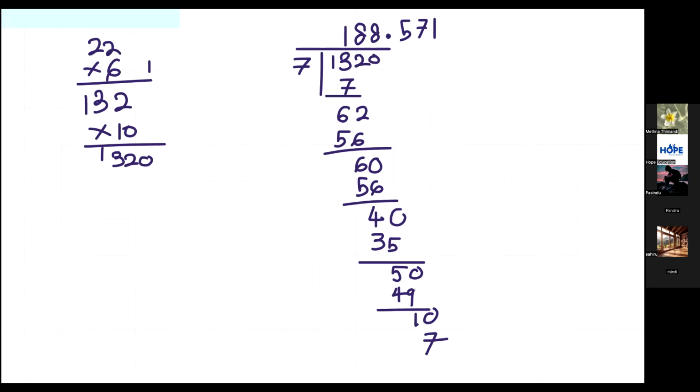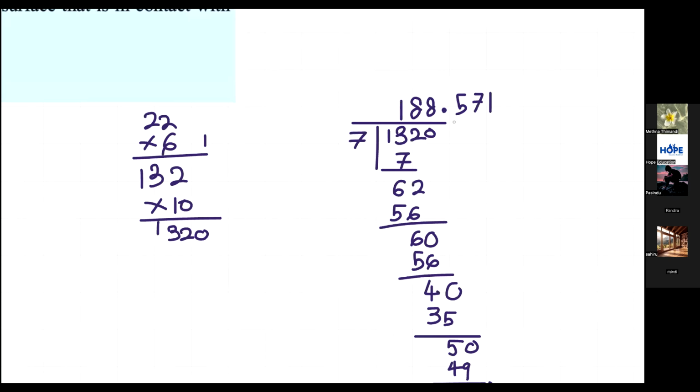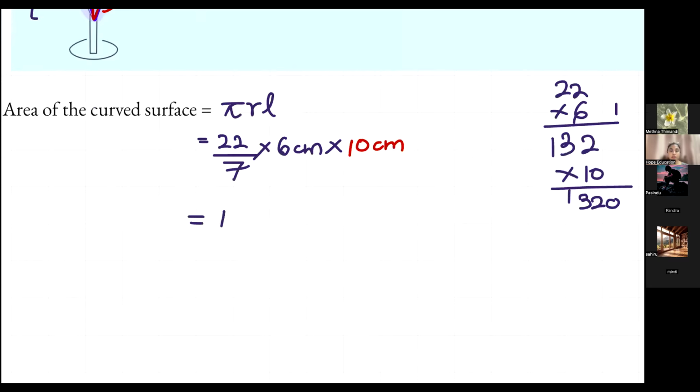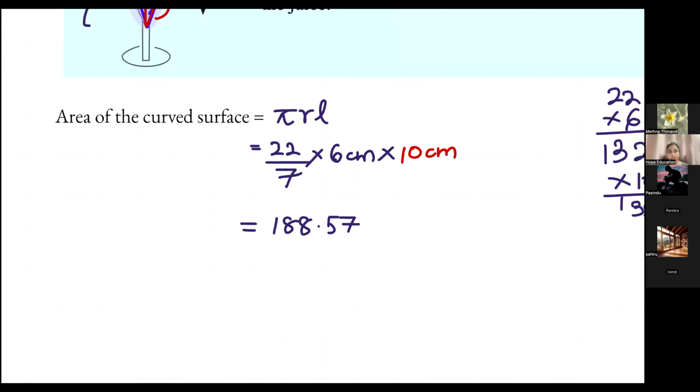So I get 188.571 when I round it off to 2 decimal places. That is 188.57. 188.57. We're talking about area, so it's square centimeters.